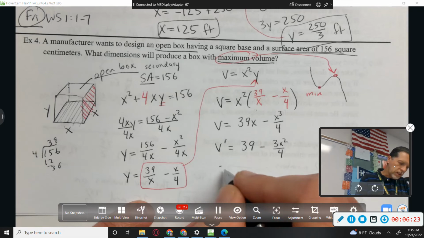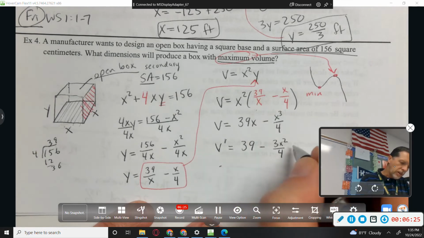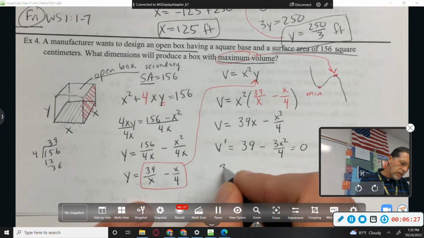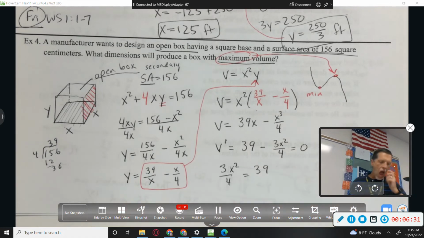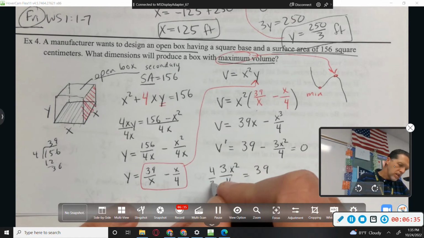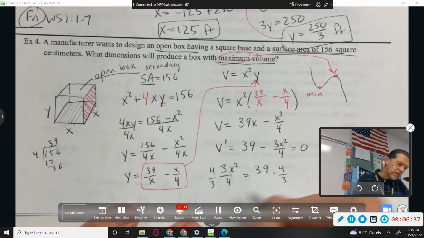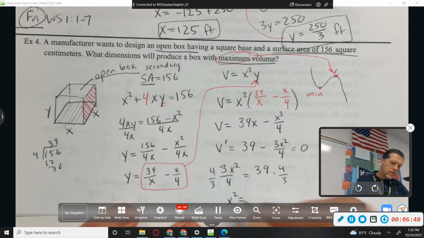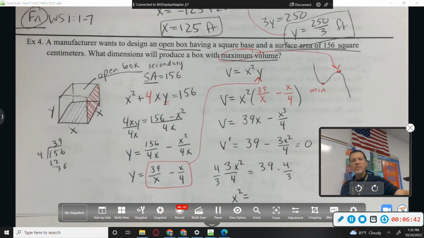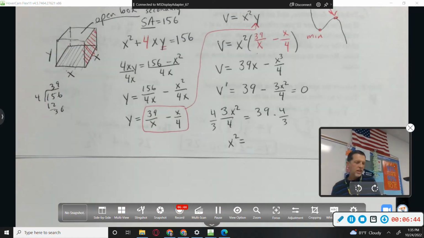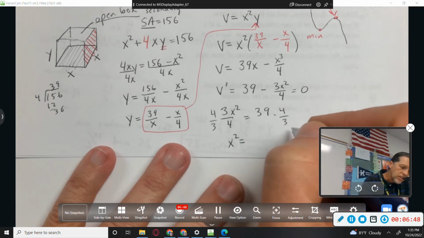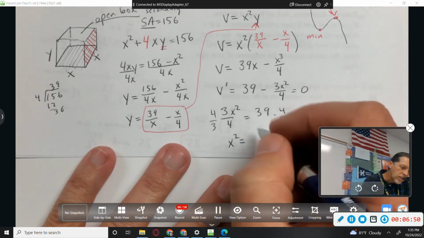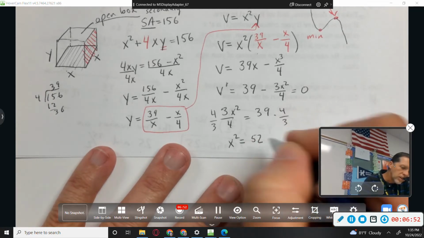So, let's see. Set it equal to 0. So 3x squared over 4 equals 39. Times 4/3. Well, it's ugly, but it's not as ugly as it could have been, because the 39 and the 3 reduce to 13. 13 times 4 is 52.